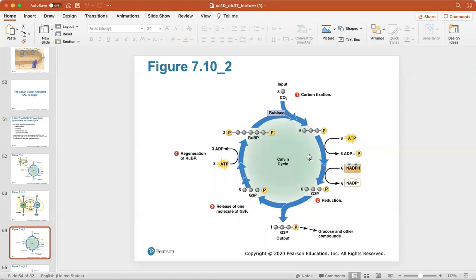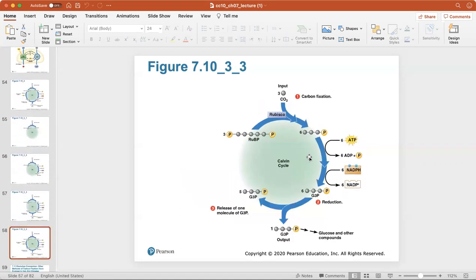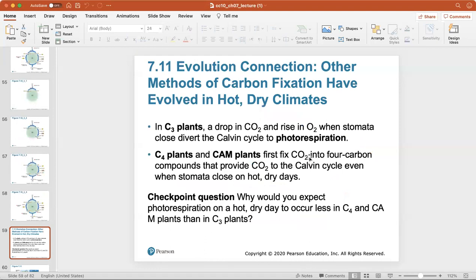Here's a look at the Calvin cycle. Again, it takes in carbon dioxide and creates sugar at the end. And I won't ask you guys to know all the detailed steps of the Calvin cycle. In C3 plants, a drop in carbon dioxide and rise in oxygen when the stomata close divert the Calvin cycle to photorespiration. And C4 plants and CAM plants first fix carbon dioxide into a 4-carbon compound that provides carbon dioxide to the Calvin cycle, even when the stomata close on hot, dry days.